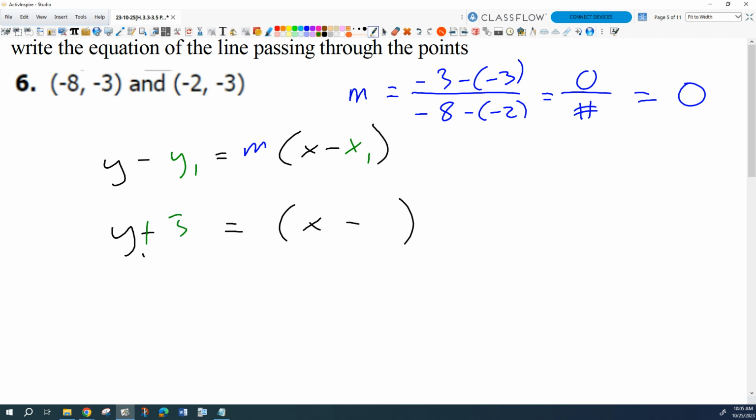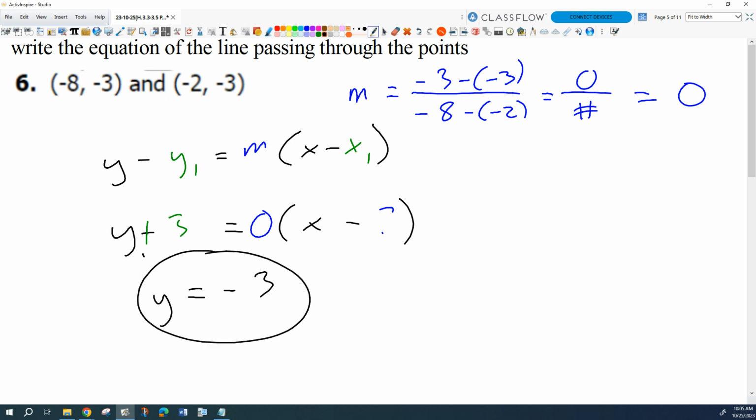What's my slope? We said it was 0, right? So it doesn't matter. Very good. We don't even need to worry about that. 0 times anything is what? 0 every time, right? So the right side is equal to 0. So I get the equation y equals what? -3.